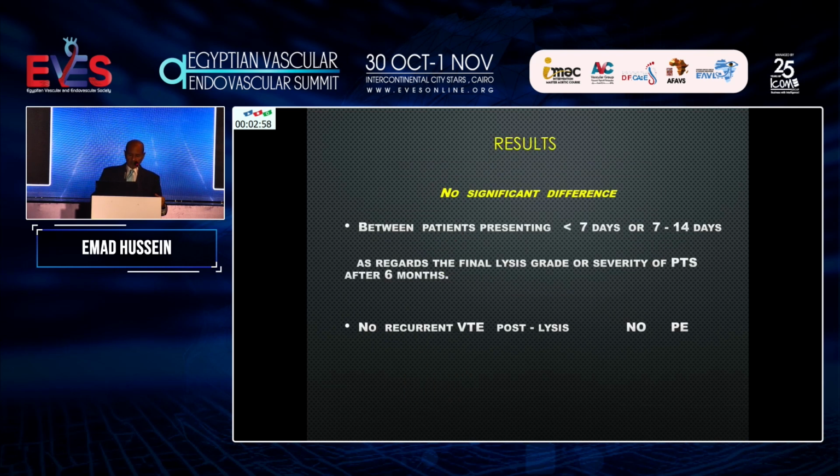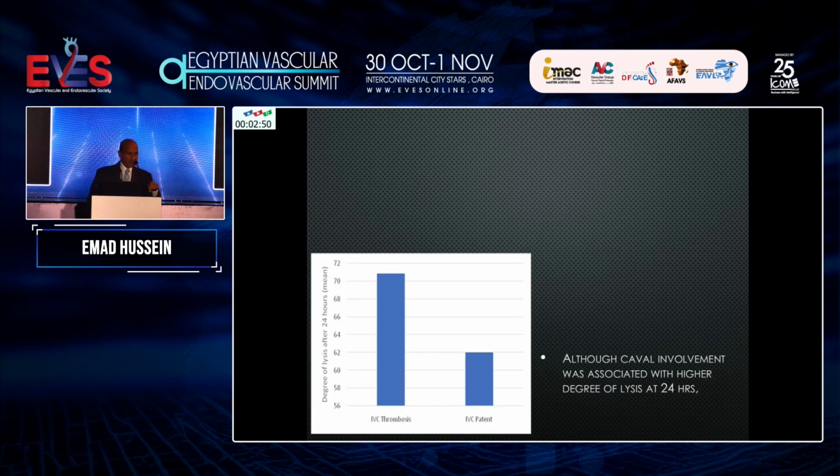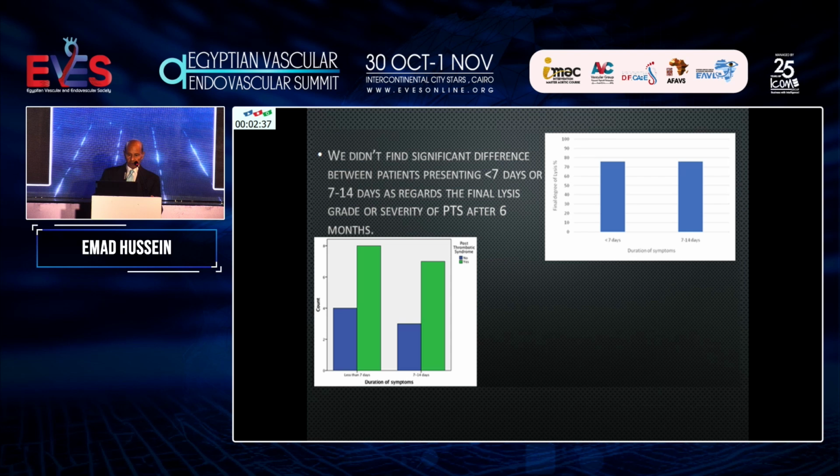Categorization of bleeding is, of course, very important as well. Caval or non-caval involvement: ironically, in our series, involvement of the vena cava was a favorable predictor of a good outcome and not the opposite. We do not have a direct explanation for this. Probably Marcus later on would have a comment on that, and the rest of my co-moderators.